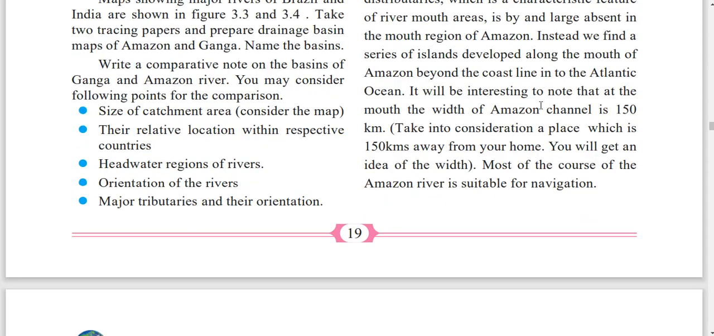It will be interesting to note that at the mouth, the width of the Amazon Channel is 150 km. Take into consideration a place which is 150 kilometers away from your home. You will get an idea of the width. Most of the course of the Amazon River is suitable for navigation.